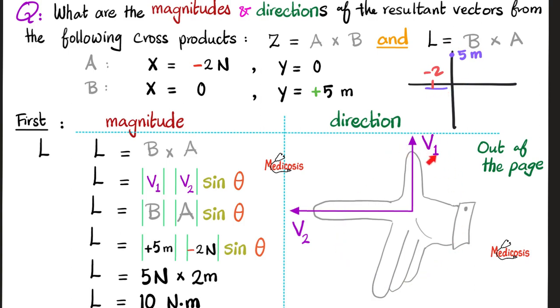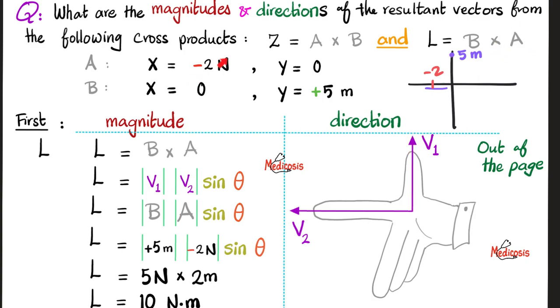Remember that when you use the right-hand rule, V1 is always in the thumb. The thumb is always for the first vector, the index is always for the second vector, and your 3 fingers are always for the resultant vector. So where's the first vector here? B before A, so B is the first one. Where is B? It is the positive 5 on the y-axis, so my thumb is pointing up.